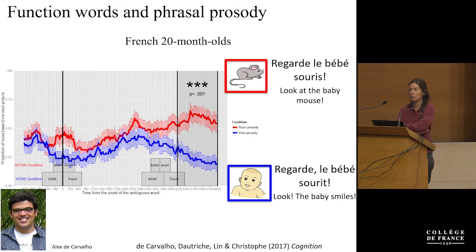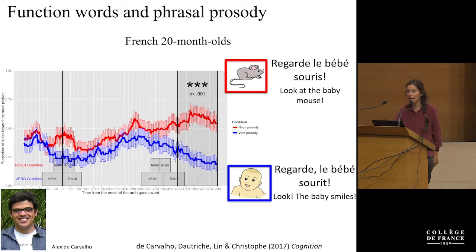So this is a first experiment. Again, kids are watching two pictures. In that case here, a baby mouse, and here a little baby smiling. And in French, the word for mouse and for smile are homophones. So you can say, "Regarde le bébé sourit," and it means look at the baby mouse. And if I say, "Regarde le bébé sourit," then I'm saying, look, the baby smiles, okay? And just the prosody will allow you to make this distinction.